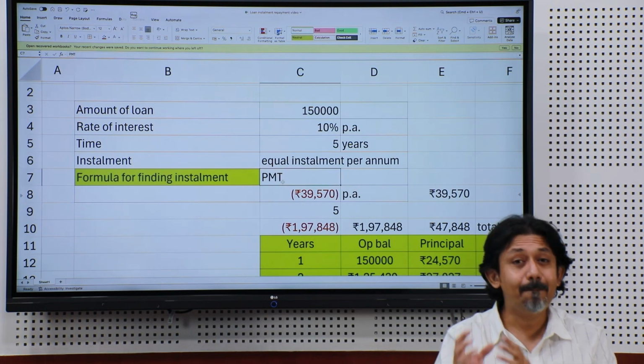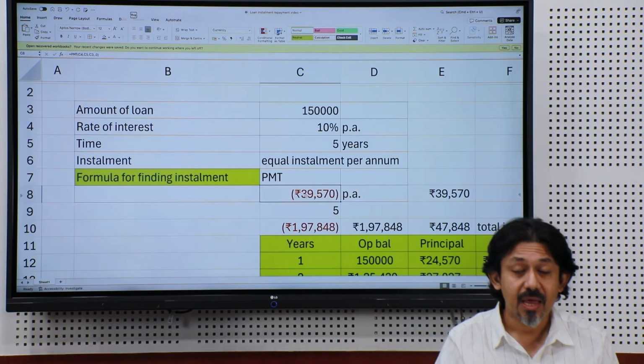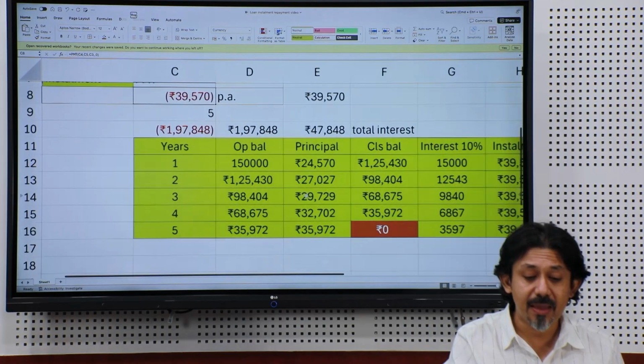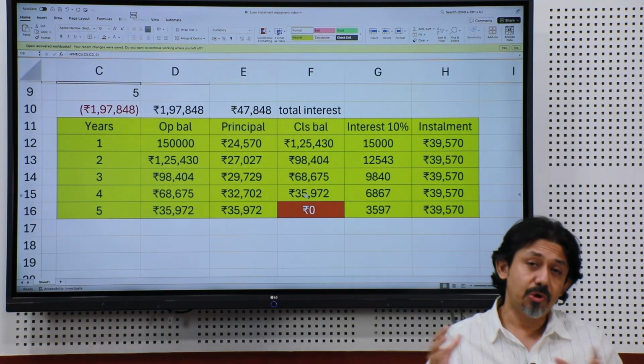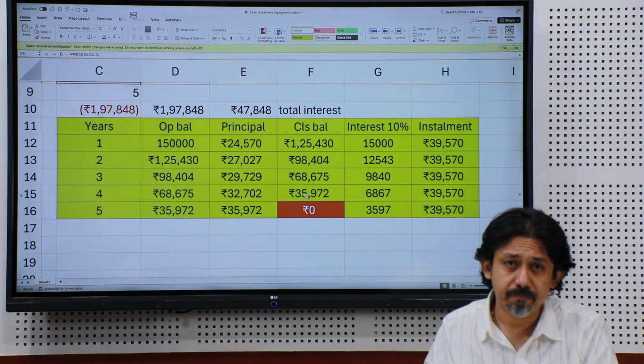How do I change the PMT formula? How do my input values change in order to make this a very versatile loan repayment table, which automatically goes up from 5 years to 20 years or 240 months, and so on and so forth.